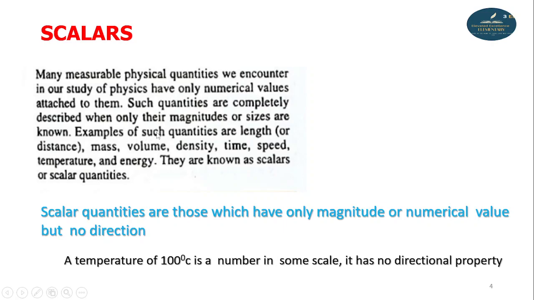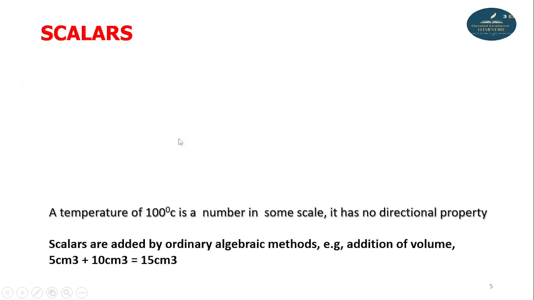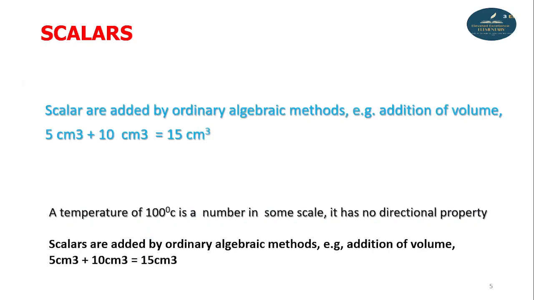So you need to understand these quantities. Now, scalars are added by ordinary algebraic methods. Example, the addition of volume. Say for example, the volume of a liquid in a cylinder is measured, maybe we have 5 centimeter cube, and the volume of another liquid in another container is 10 centimeter cube. So how do we get the sum? How do we add them together?